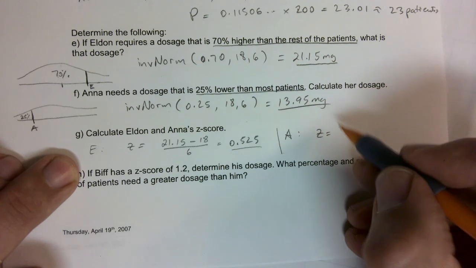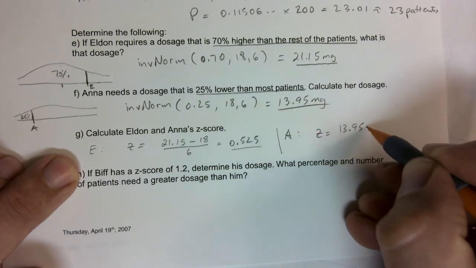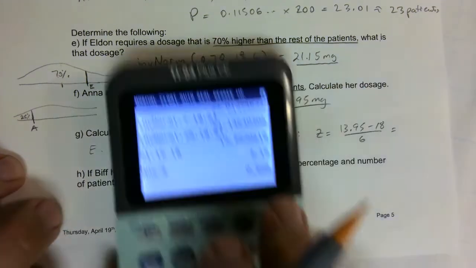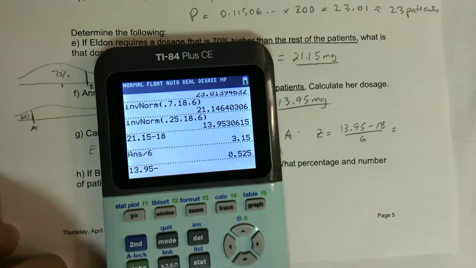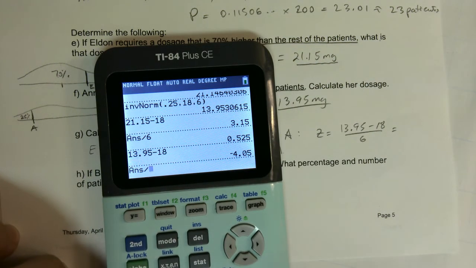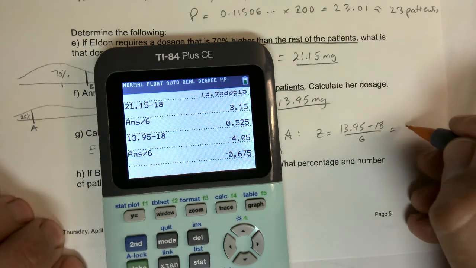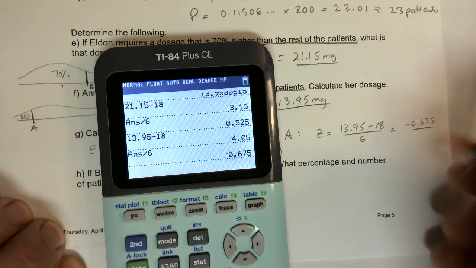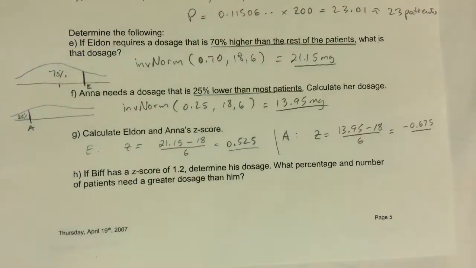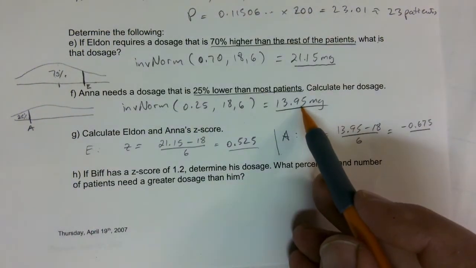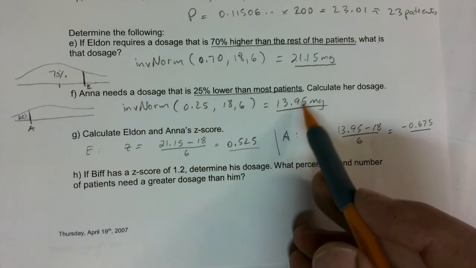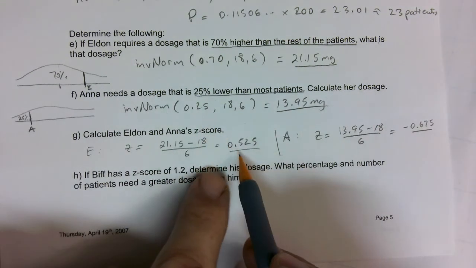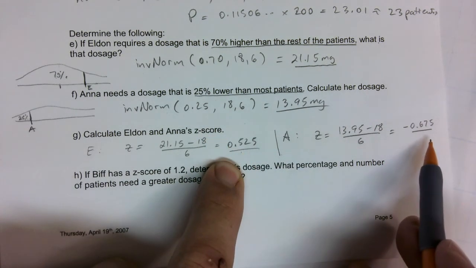For Anna, her actual score was 13.95 minus 18, which is the average, divided by 6. And that is negative 0.675, which makes sense, right? Anna is below the average. Just look at her actual dosage requirement. And Eldon is above the average, so it makes sense that his is positive and then hers is negative, right?